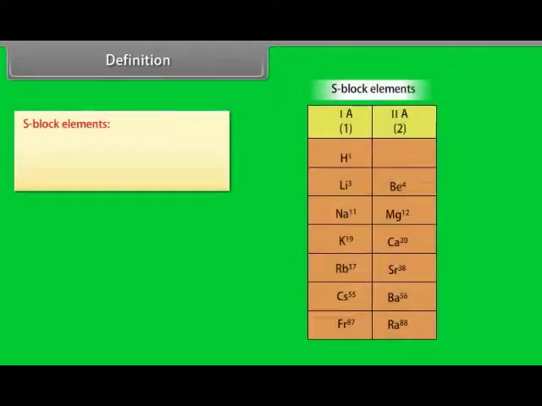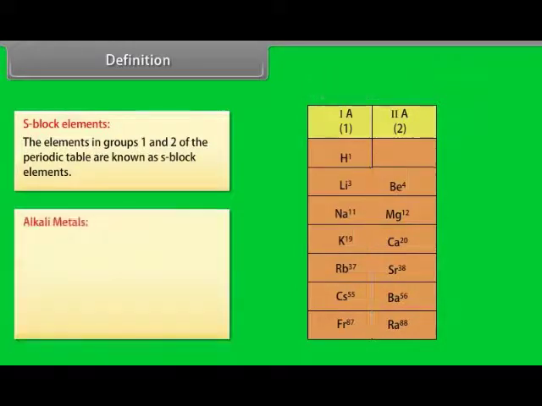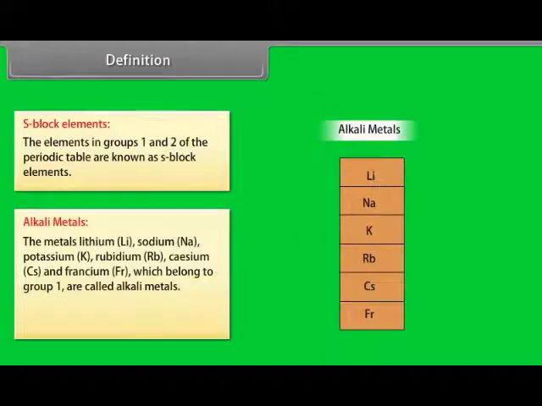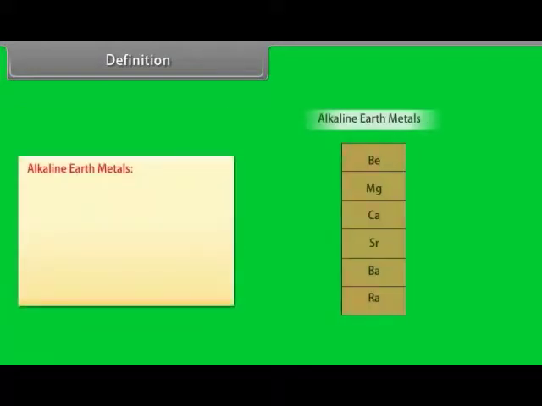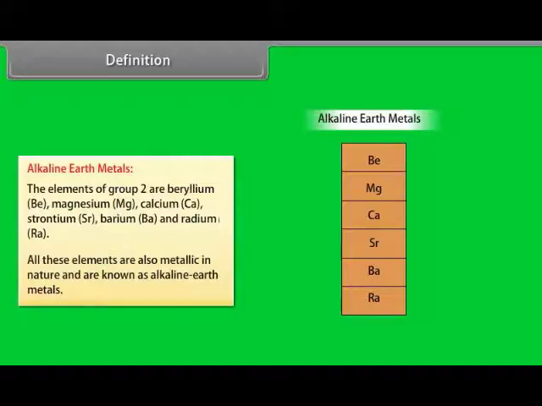Definition. S-block elements. The elements in group 1 and 2 of the periodic table are known as S-block elements. Alkali metals. The metals lithium, sodium, potassium, rubidium, caesium and francium, which belong to group 1, are called alkali metals. They react with water to form hydroxides, which are strong bases. Alkaline earth metals. The elements of group 2 are beryllium, magnesium, calcium, strontium, barium and radium. All these elements are also metallic in nature and are known as alkaline earth metals.